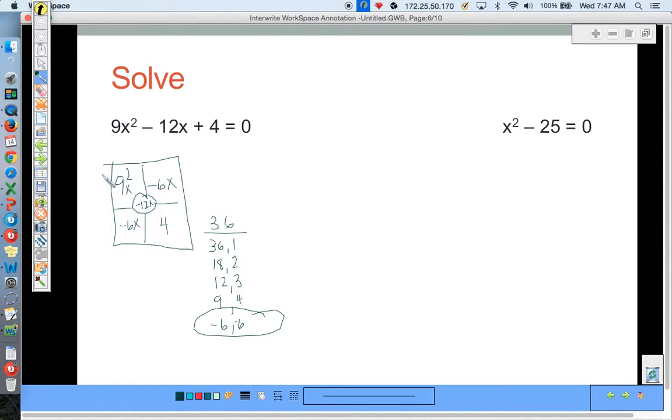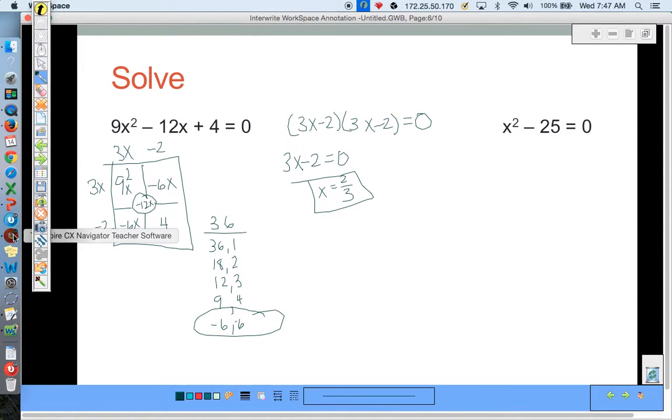Let's see what multiplies to 9x squared. We got 3x and 3x. Can factor out of that. So minus 2, minus 2. So we end up with 3x minus 2 times 3x minus 2 equals 0. And if we solve this, we got x equals 2/3. And those are the exact same.